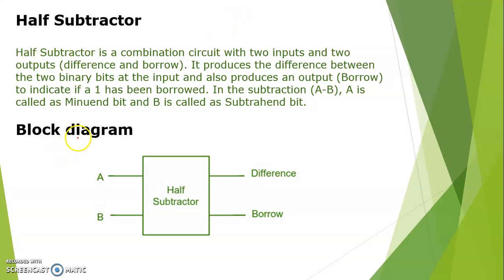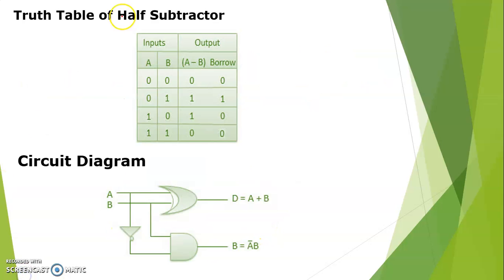So you can see the block diagram. You have two inputs and two outputs. First is your difference and second one is your borrow. So these are your outputs. This is the block diagram. This is the half subtractor definition, and the second one is the block diagram. A and B are your inputs. Difference and borrow are your outputs.